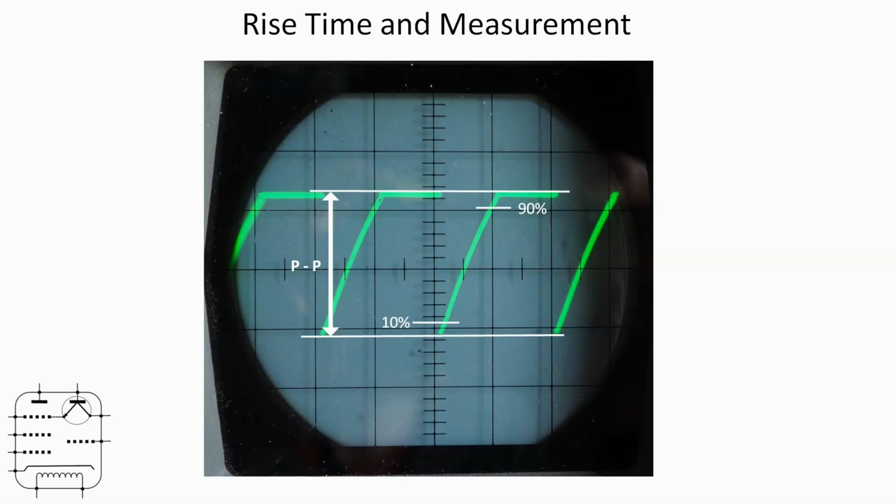So we then look at the point in time between the 10% and the 90%, and if I extend a couple of white lines up there as cursors, then the distance between those two cursors is the rise time there on the x-axis.